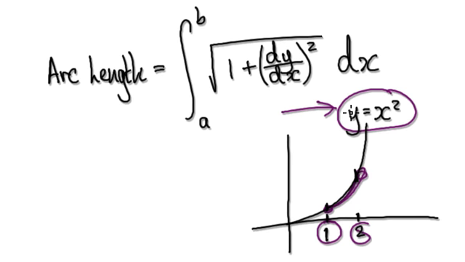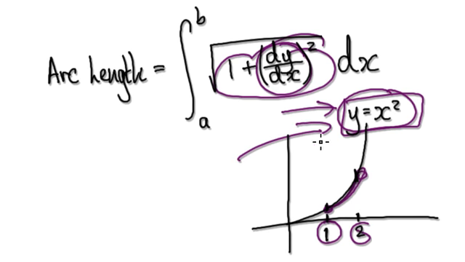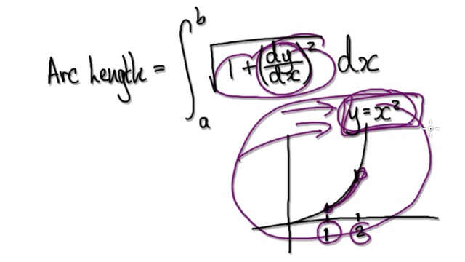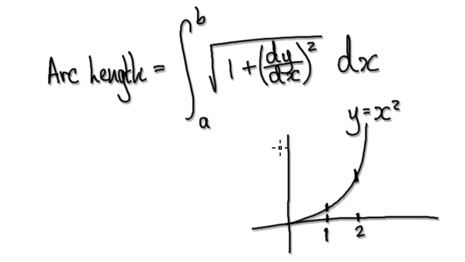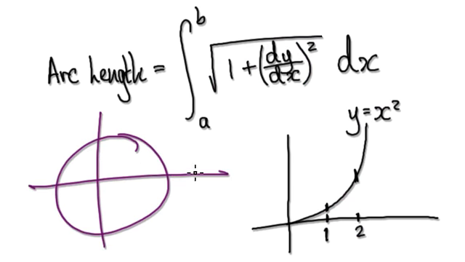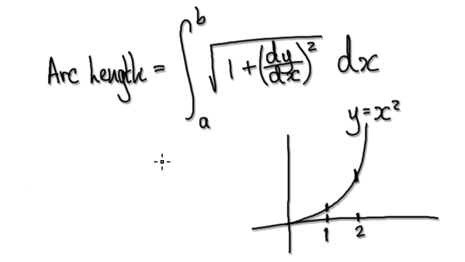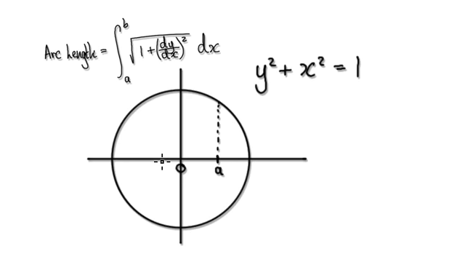We could easily do it for the case of y equals x squared because we could easily find dy by dx, and then later on we could easily integrate it. But when it came to a circle, our knowledge of integration wasn't good enough. But now that we've done lots of integration, hopefully we can tackle it now. So let's try and find the arc length of a circle.